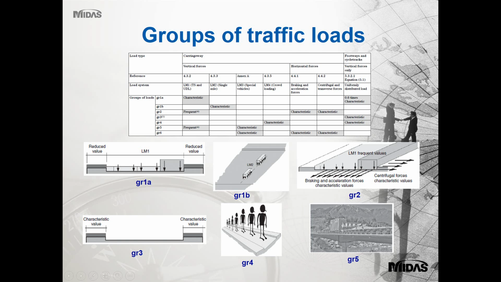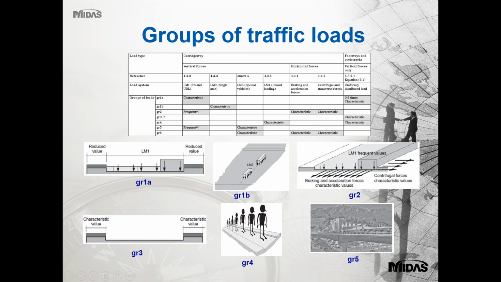Then group 1B is just load model 2, which is used for local member checks, heavy load. Group 2 is a frequent combination of load model 1 with braking and acceleration. Okay, so as shown in the figure here, we apply the vertical live load, plus we combine the vertical live load results with static loads, which, as I mentioned, we applied as point loads at the bearing locations.